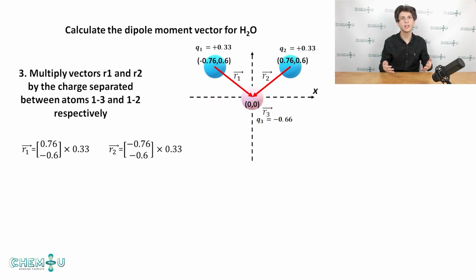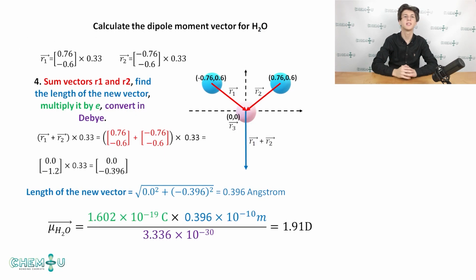Then let's multiply the vectors R1 and R2 by the corresponding charges denoted with Q. The last step is the summation of vectors R1 and R2, followed by finding the length of the resulting vector. The length of a resulting vector is 1.2 angstrom, and the direction is shown in the figure with the blue vector. This is the direction of the overall dipole moment of the water molecule.